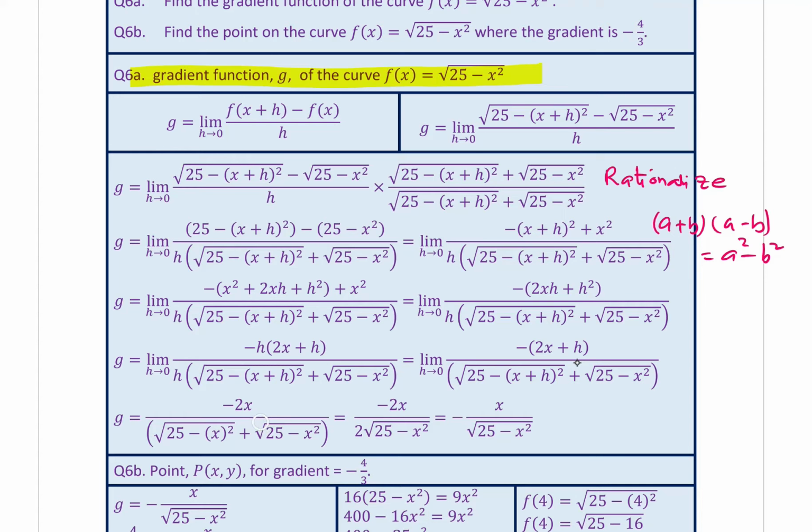After cancelling h, we need to substitute h equals 0. And once you do that, you get your result: minus x over square root of 25 minus x squared. Is that clear to you? So have a good look at it. You can actually pause the video, do it yourself. This is an extremely important question.